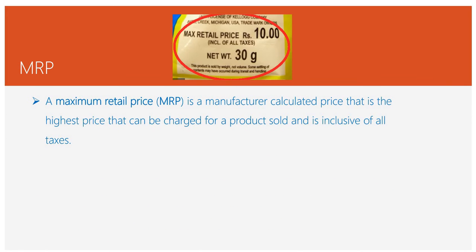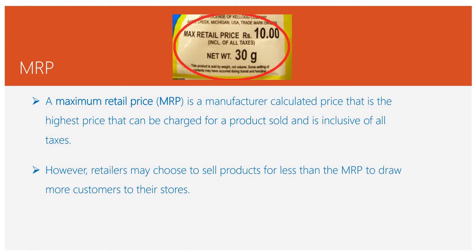So let me tell you that MRP is a manufacturer-calculated price that is the highest price that can be charged for a product sold, and it is inclusive of all the taxes. It means that a retailer cannot sell the product above this price. This is the highest price that a retailer can charge for this product, because it is inclusive of all the required taxes.